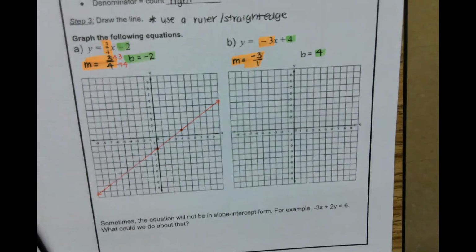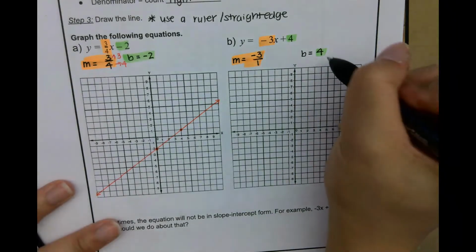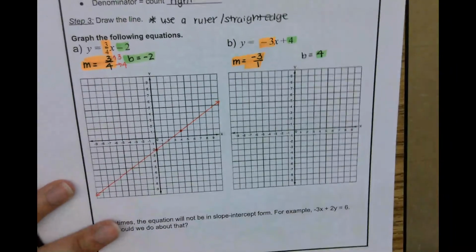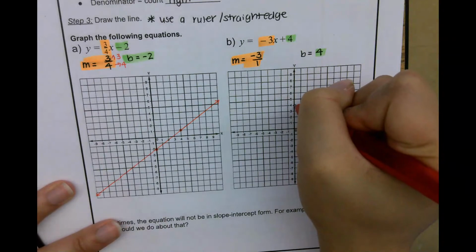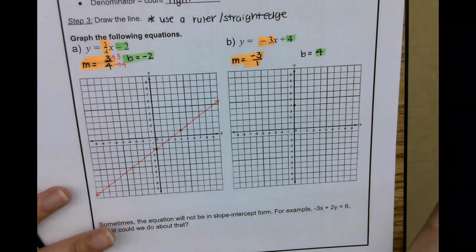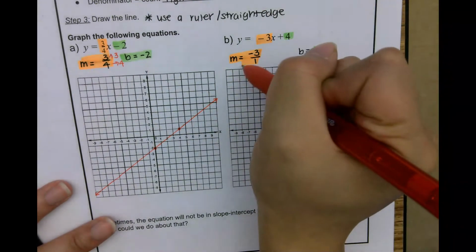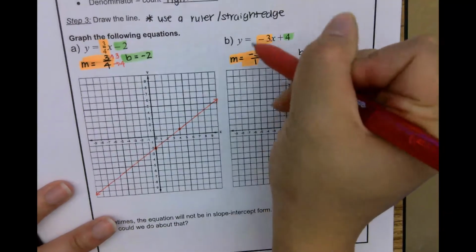So the first thing I'm going to do is plot my y-intercept. So that's 4. Here's my y-axis, so my y-intercept is here, 4. Then, step 2, I'm going to use the slope to graph the next point.